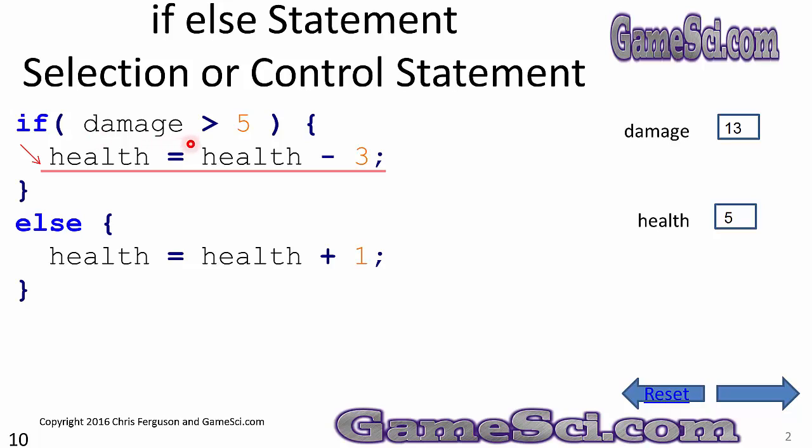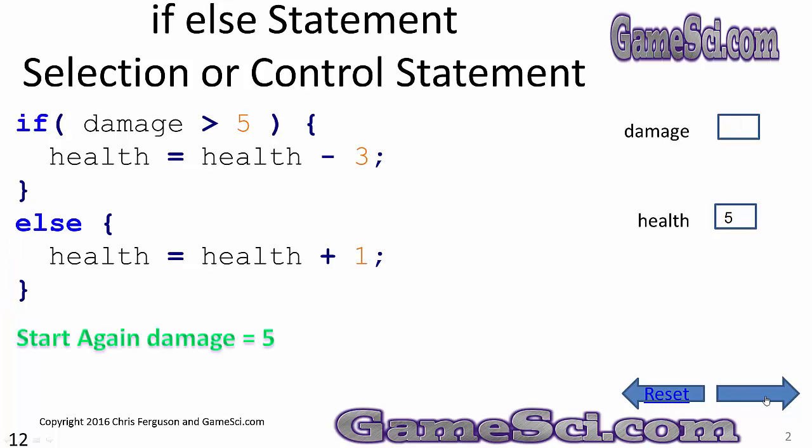When the condition or Boolean is true, we will select this piece of code to execute. Health equals health minus 3 will execute, and you can see the updated 5 in the health variable. When it's done with the if portion of the if-else statement, it will skip past the else and continue on with the program. One more time, and we'll wrap it up.